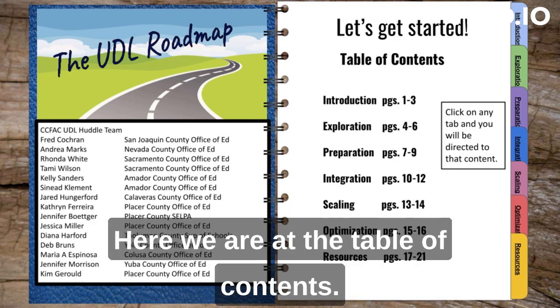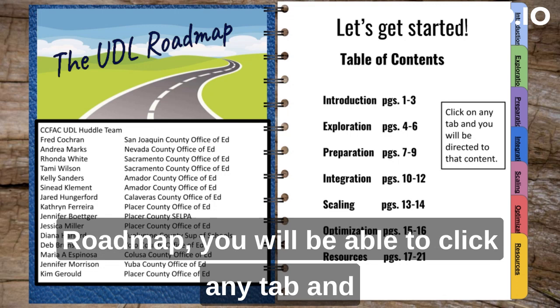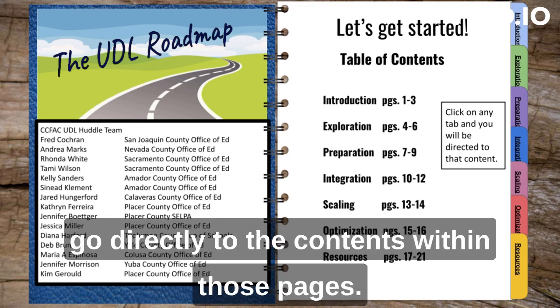Here we are at the table of contents. When you finally view the digital version of the UDL roadmap, you will be able to click any tab and go directly to the contents within those pages.